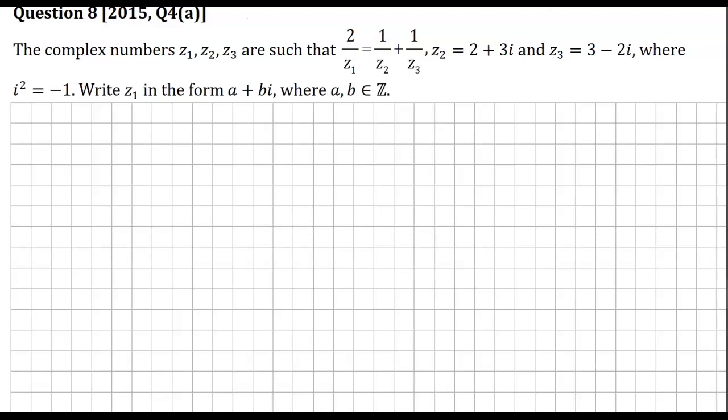Okay, so we'll take a look at this one now. We have complex numbers Z1, Z2 and Z3 such that 2 over Z1 is equal to 1 over Z2 plus 1 over Z3. We're trying to find what Z1 is in the form a plus bi.